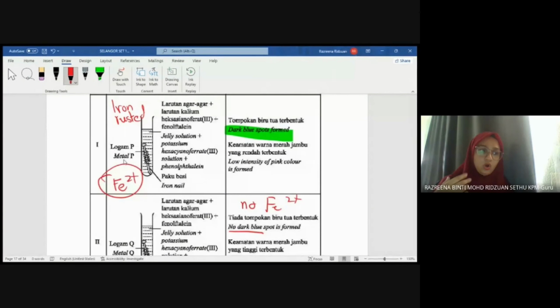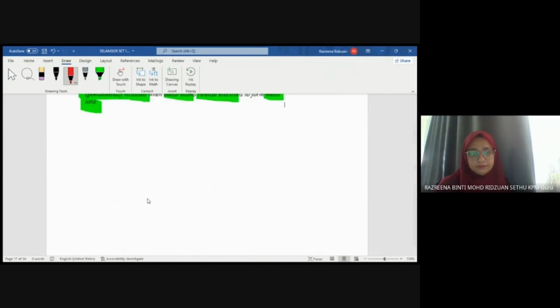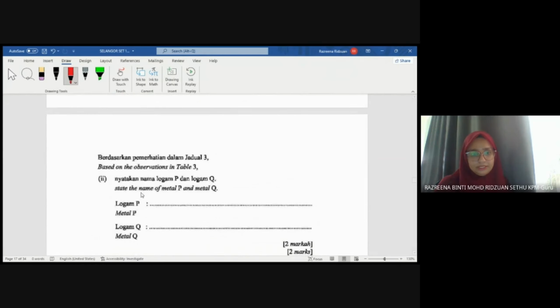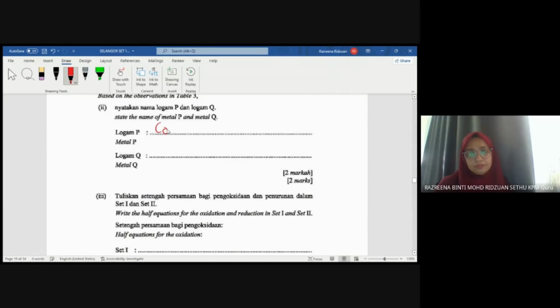Or fasten the rusting of metals that are less electropositive than iron. For example, copper. You can give copper, lead, or tin. So I choose copper, so you write down copper. They say name, so you write copper. Where else? Q should be the sacrificial metal that is more electropositive.